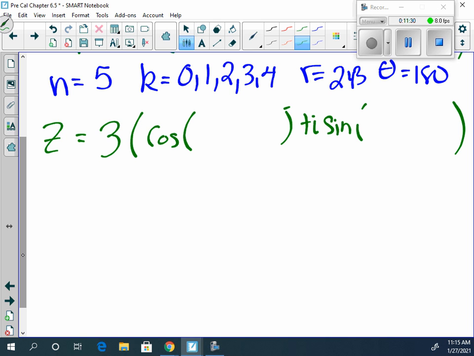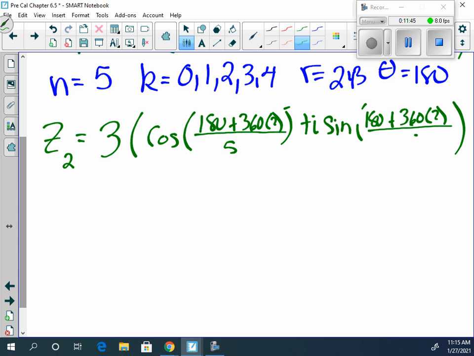For Z2, pretty much everything in here stays the same, but now we're multiplying 360 by 2. And as I said already, we could do 180 plus 720 because 360 times 2 is 720, and add it to 180, but that's going to give us 900. And if we divide it by 5, we'll get 180.